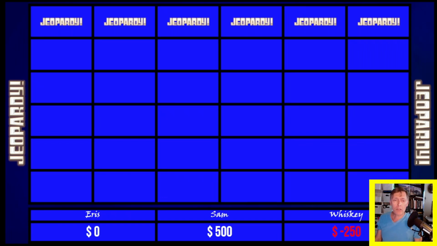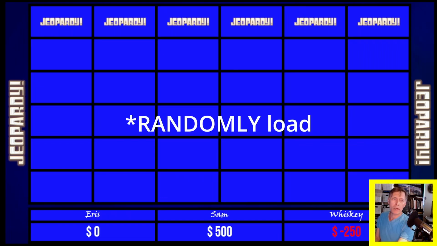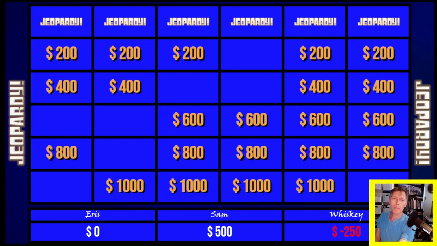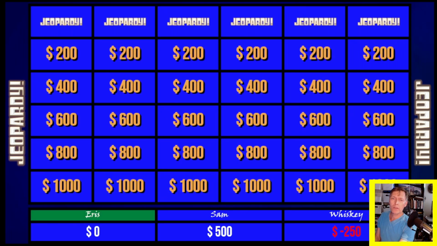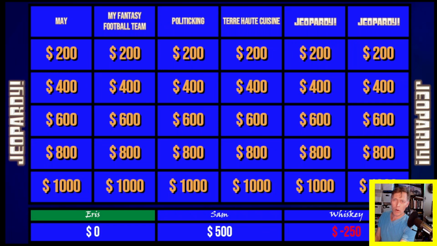And just like the TV show, we can load the board with sound effects and then see how the contestants are going to do with the following categories: May, my fantasy football team, politicking, Terre Haute cuisine, the method, and finally, the Jimmy. So, of course, Eris has control of the board, and that is signified because her name now is in green.